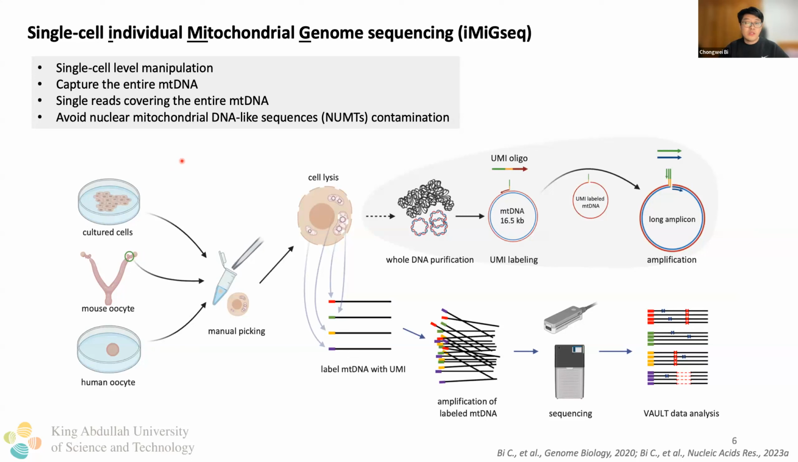Thus, we first developed a method for polymerase-directed UMI labeling of mitochondrial DNA in lysed cells without complicated fractionation steps. All captured mitochondrial DNA is then subjected to PCR amplification and long-read sequencing, and analyzed using our Vault data analysis software. The technical details of UMI labeling and bioinformatic analysis can be found in our published papers. We call this method IMIC-seq.